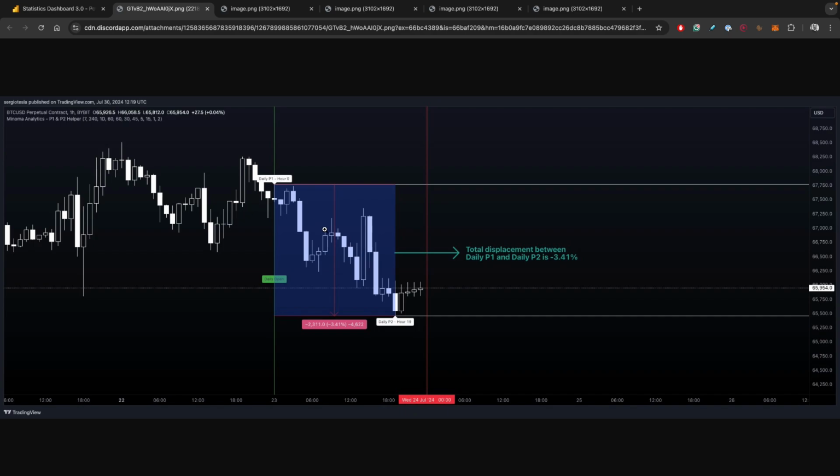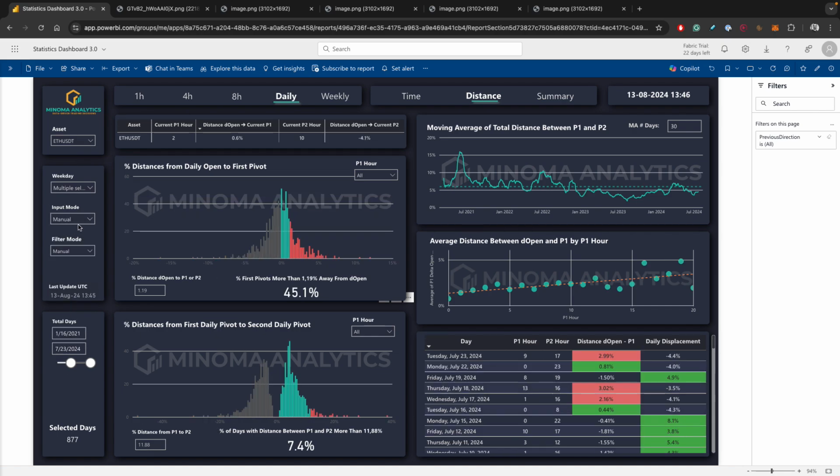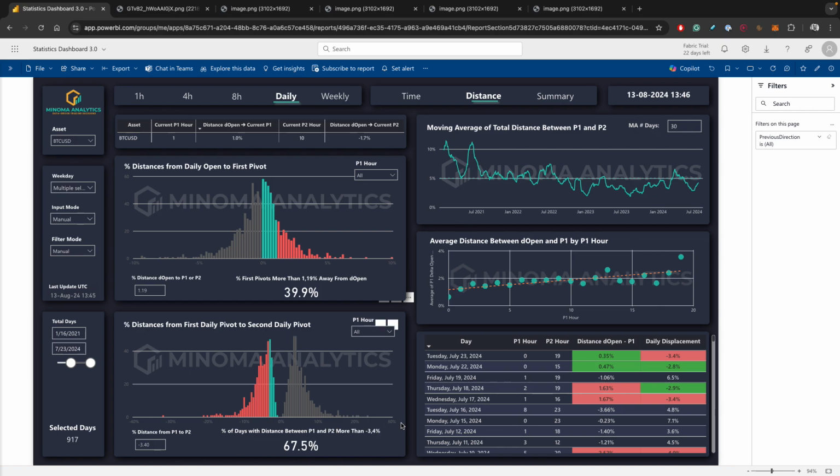P1 at hour 0 and P2 at hour 19, and we can see the total displacement is negative 3.41%. Therefore the total displacement between P1 and P2 is just that, so that would show up here. Let me put it to manual once again, because manual also works for this. Now we have it as manual. If I put 3.4%, and let me just go to Bitcoin because I'm on Ethereum right now, there we can see that 67.5% of the days have more distance between P1 and P2 than negative 3.4%.